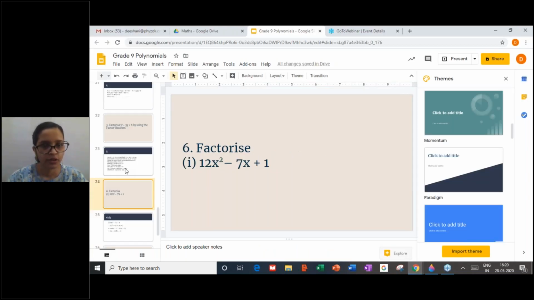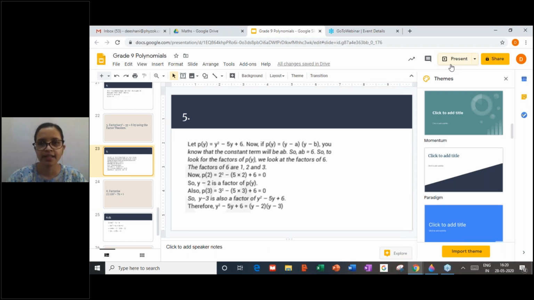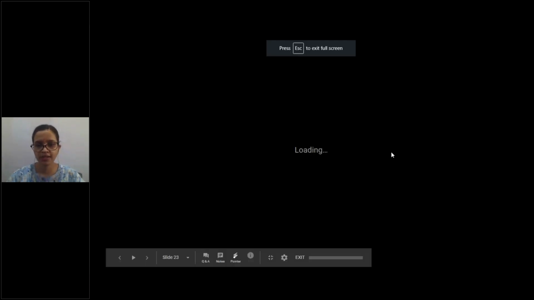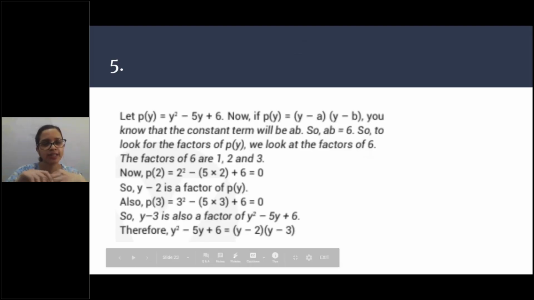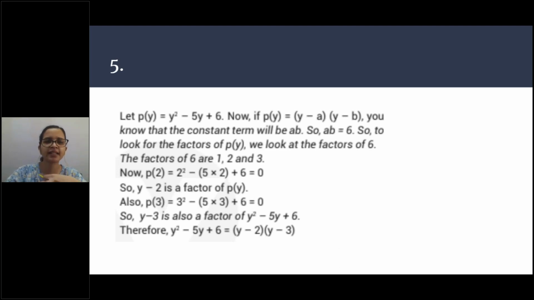Yeah. So here, this is another way of solving it. Here is the solution in case. So let P of Y be that. They have written it as two factors, so you can write it like this, y minus a into y minus b. So you know that the constant term will be ab, correct? If you open this bracket, you will get ab, right? Y square minus ay minus by plus ab.